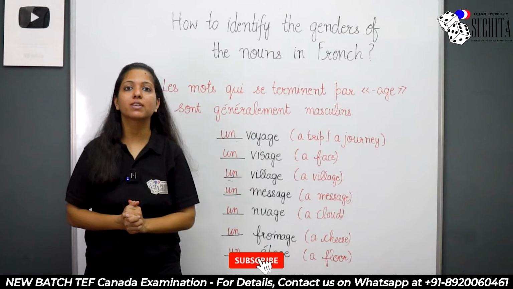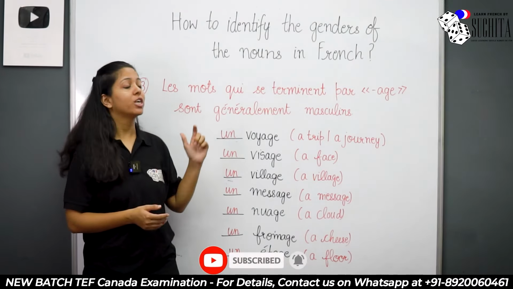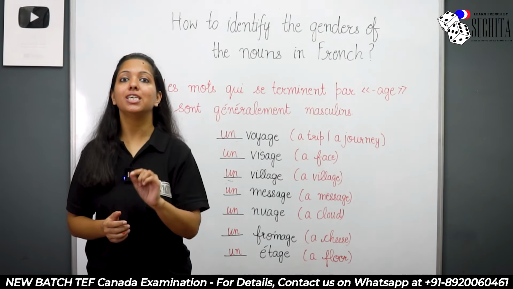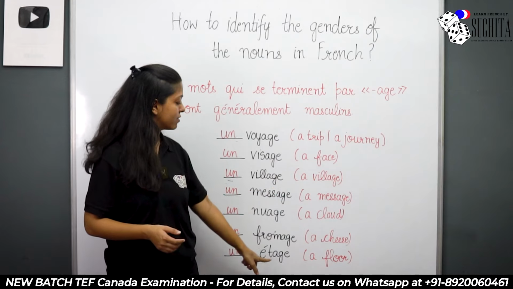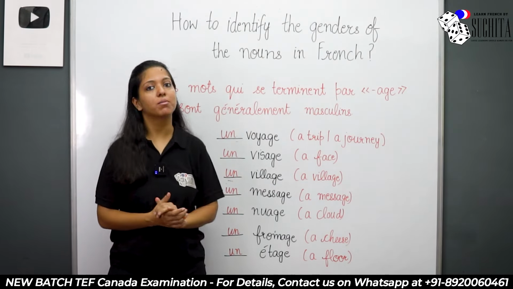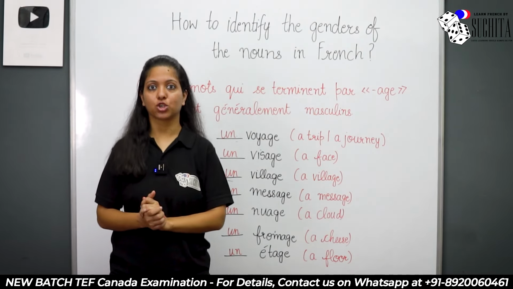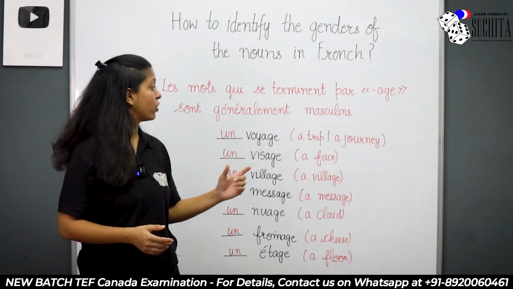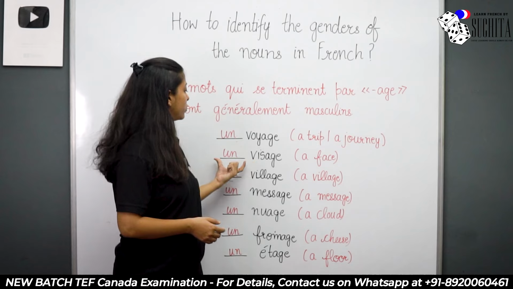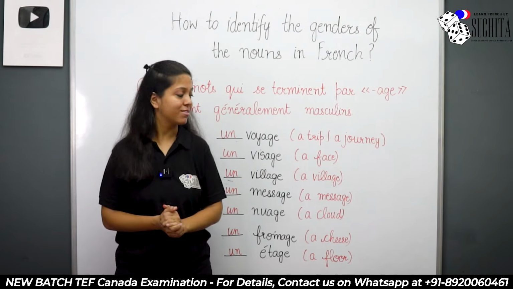Okay, now the third rule states, les mots qui se terminent par age sont généralement masculins. The words which end with age, you see all these are ending with age. So generally these words are masculine, right? Let's look at the first example, un voyage, which means a trip or a journey. The next one, un visage, which means a face.